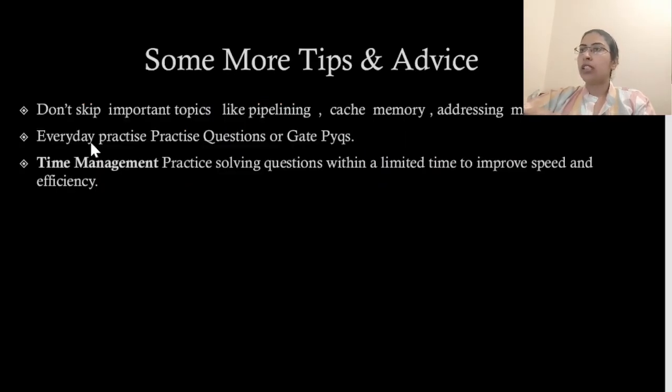Now some more tips and advice. Don't skip the important topics like pipelining, cache memory, addressing modes. Even if you are not doing the COA, you should not skip pipelining, cache memory, and addressing modes. These important topics carry almost 5 marks. If you prepare these three topics, then you will definitely get 5 to 6 marks in the COA without any hurdle. Okay?